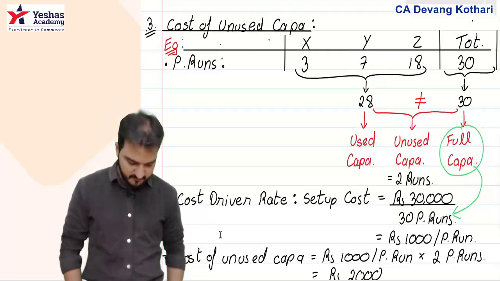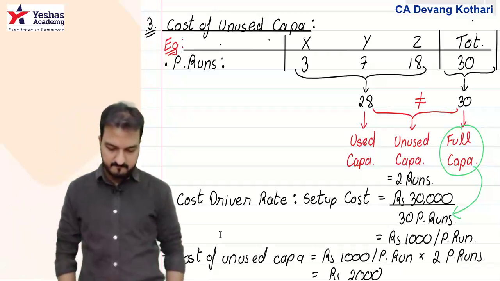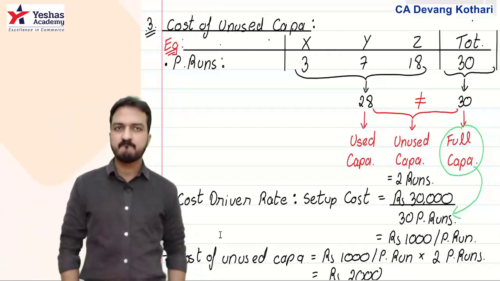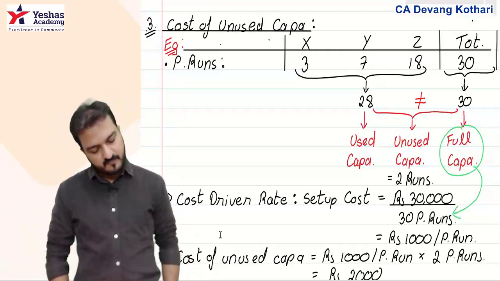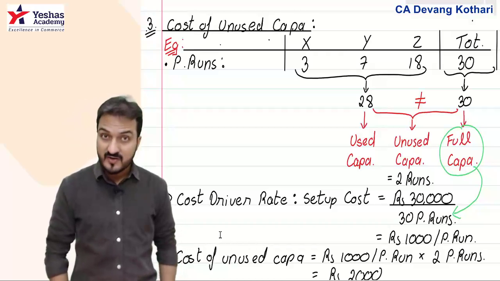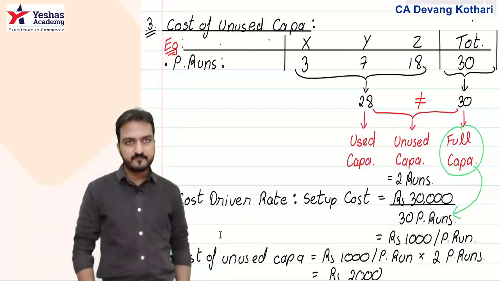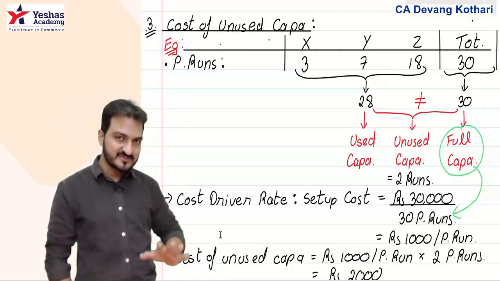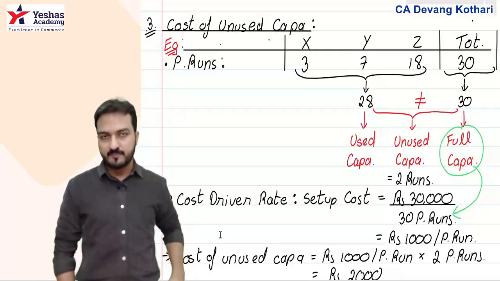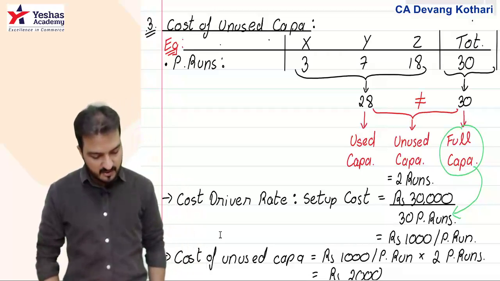In such case, we can identify, okay, I'll just repeat, I think I made a mistake. If the summation of product wise cost driver does not match with the total cost driver, then the difference indicates unused capacity. Don't write cost. Difference indicates unused capacity.